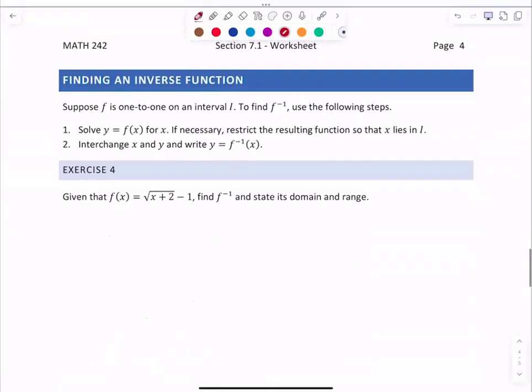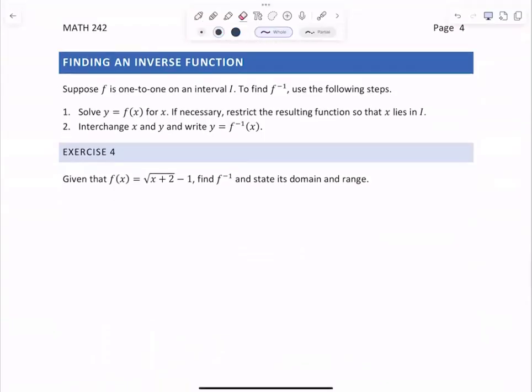Okay, finding the inverse function. It's something we did before. You can solve for x first, make your restrictions if needed, and then you interchange the x and y. Some textbooks will say interchange x and y first and then solve for it, but it's pretty much the same. It doesn't really matter. So let's practice one. State the domain and range, right?